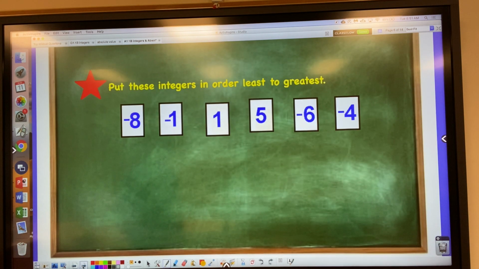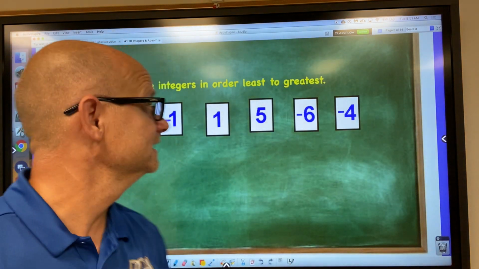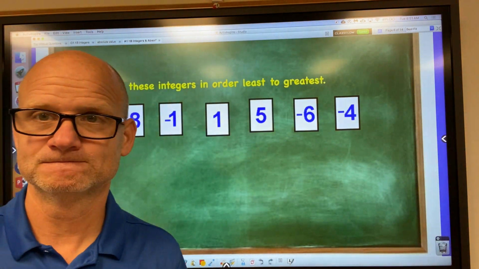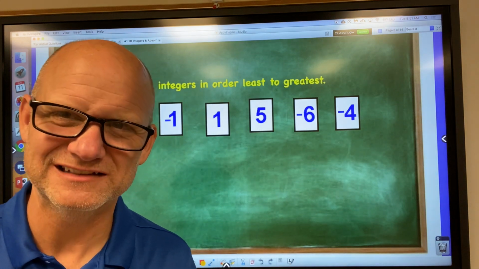And another thing I want you to do is write this down and arrange these in order from least to greatest. Pretty easy. You can do this. You can.